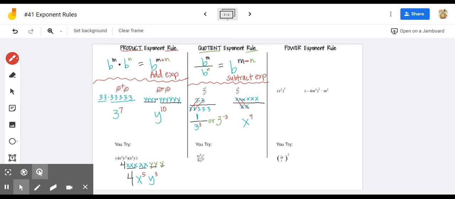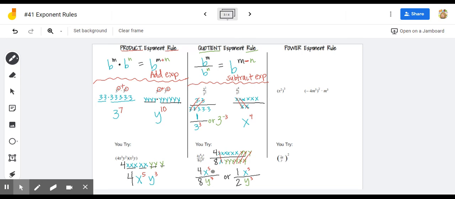So why don't you do the U try? So it looks like we are top heavy by 5 x's and we are bottom heavy by 3 y's. And 4/8, guys, we can reduce by dividing both the top and the bottom by 4, which could reduce down to 1/2. So that would actually be the final answer there.